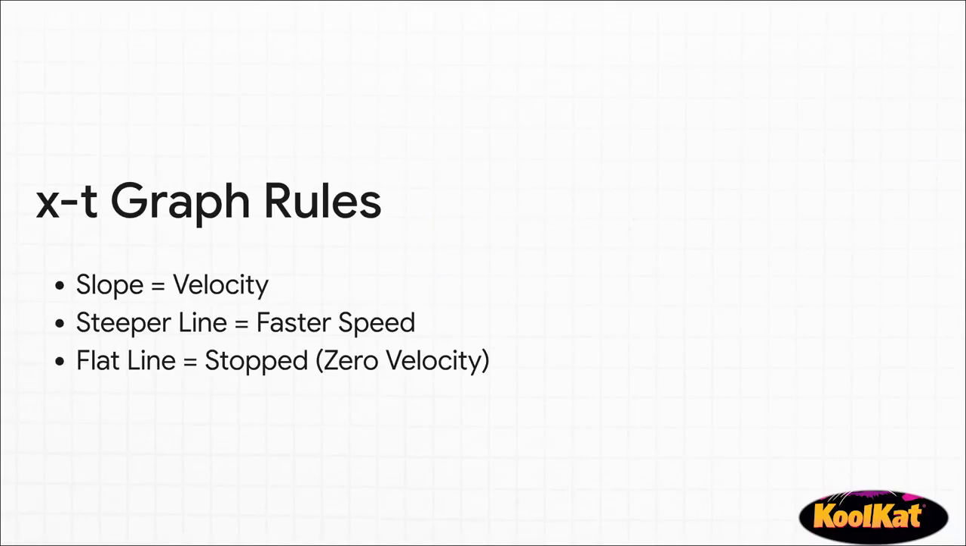So here are the rules. The slope of the line is the velocity. If you have a really steep line, it means the object is moving faster. And if you see a totally flat, horizontal line, well, that means its position isn't changing at all. So its velocity is 0. The object is just stopped.